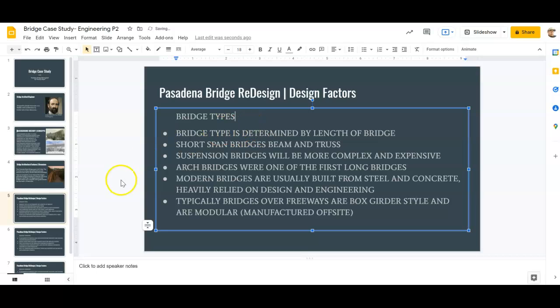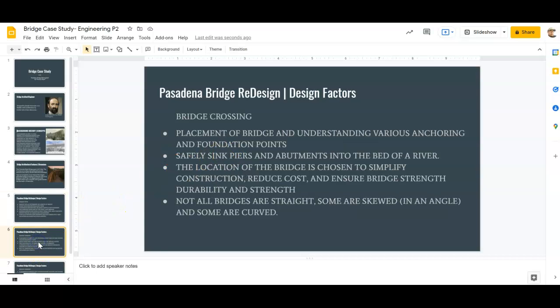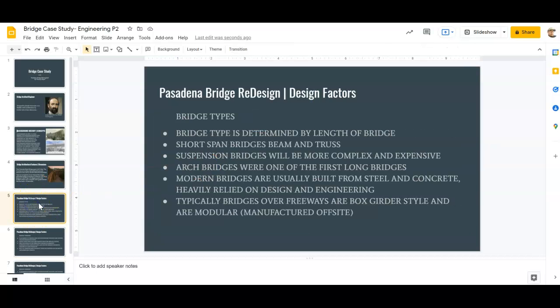There we go. And that's where we got started. And here we got to the bridge crossings, the placement of bridges. And so let me go ahead and go back.